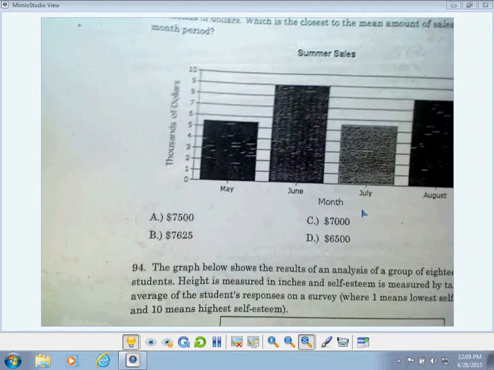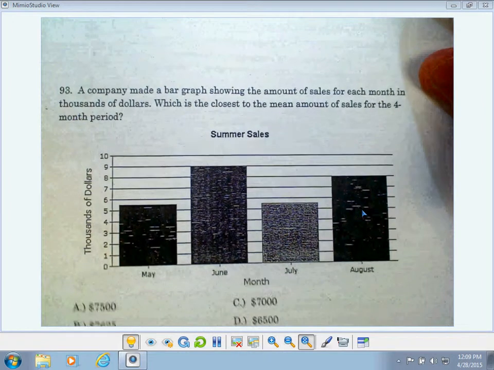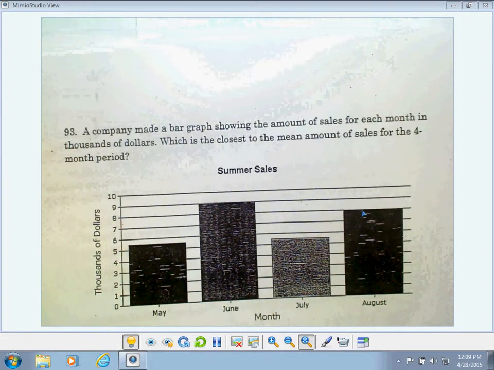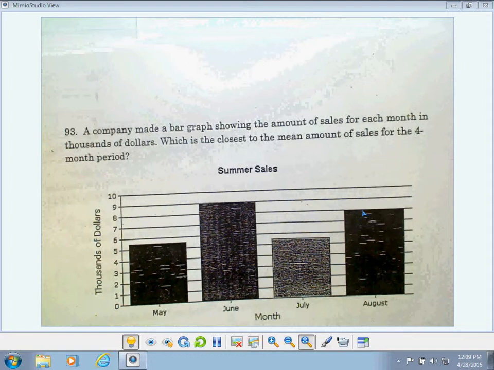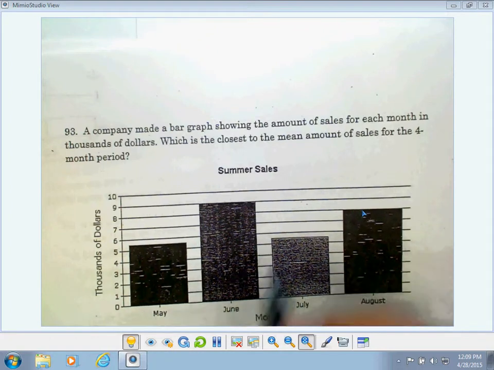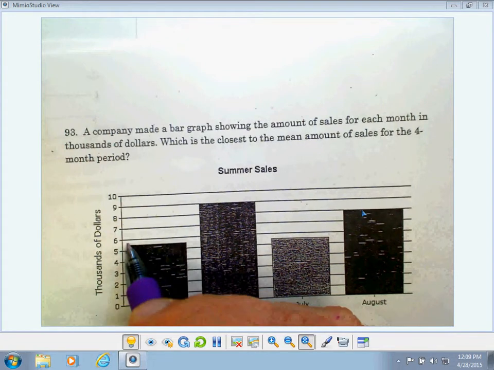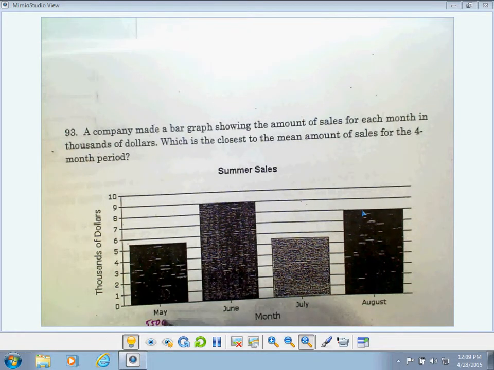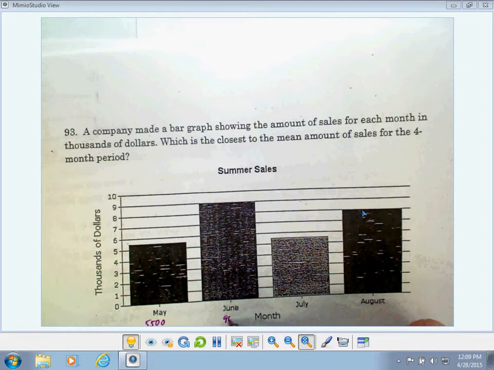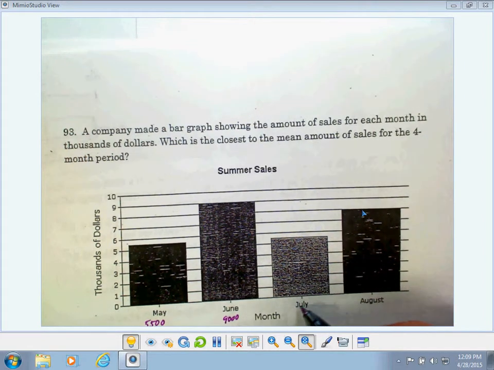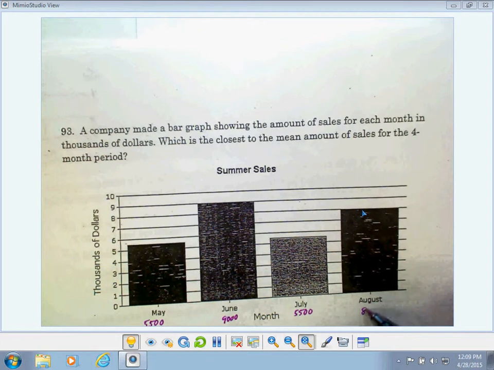Alright, I think the rest of this is going to be about reading graphs. This one says the company made a bar graph showing the amount of sales for each month in thousands of dollars. Which is the closest to the mean amount of sales for the 4-month period? Okay, so a mean is an average. This one says 5.5, but that means 5,500. This one is 9,000. This one is 5,500 again, and August is 8,000.